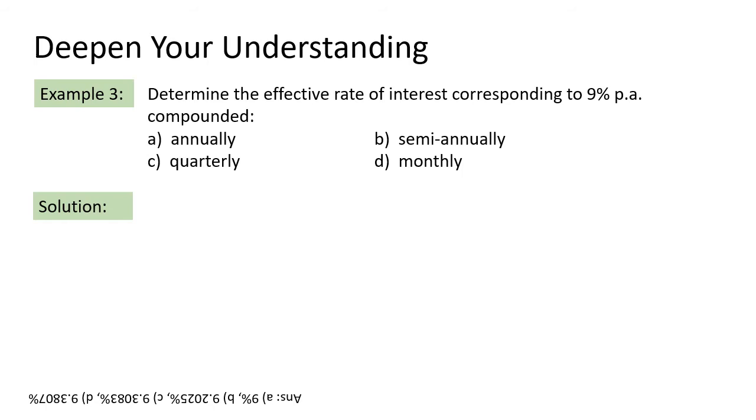Determine the effective rate of interest corresponding to 9% per annum, compounded annually, semi-annually, quarterly, and monthly. Okay, so there's 4 calculations that we're going to do here. And remember, we're looking for the effective rate of interest, all right? So we're going to get that multiplier, okay? Let's say it's 1.09. And in order to find the interest rate, we have to subtract 1 off of it. So in this case, we'd get 0.09. And then multiply that by 100% to get a percentage, so it's 9%.